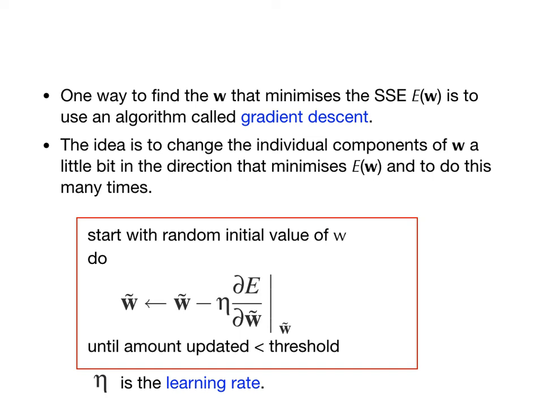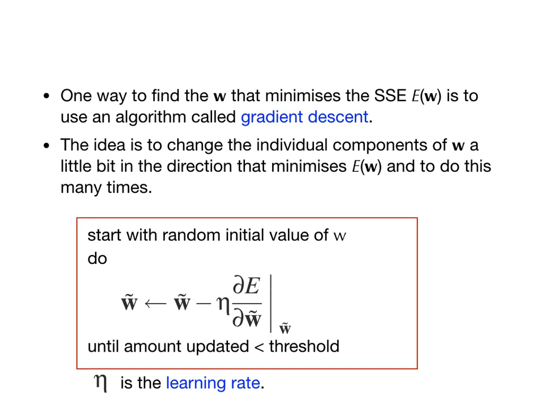So we have eta as a learning rate, which is just a small value, maybe 0.1, that goes a little bit in the direction that minimizes the error. The reason we need to do that is because that partial derivative can be a really curvy kind of thing, and if we go too much in one direction, we might go too far in the wrong direction.